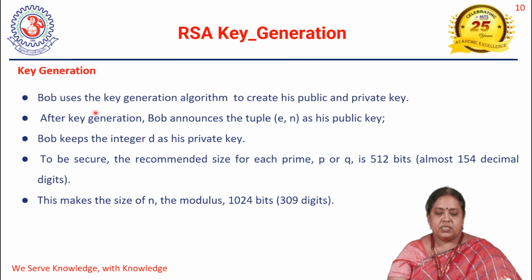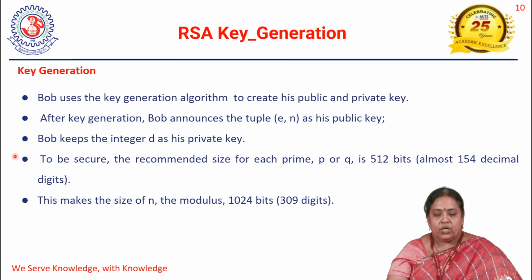So Bob is going to execute one key generation algorithm that we will discuss later, in the next slide. By using this key generation algorithm, he is going to create two keys: one called a public key and one called a private key. The public key is viewed as a tuple, which he announces to everyone on the network, whereas the private key, here called d, is kept secret.